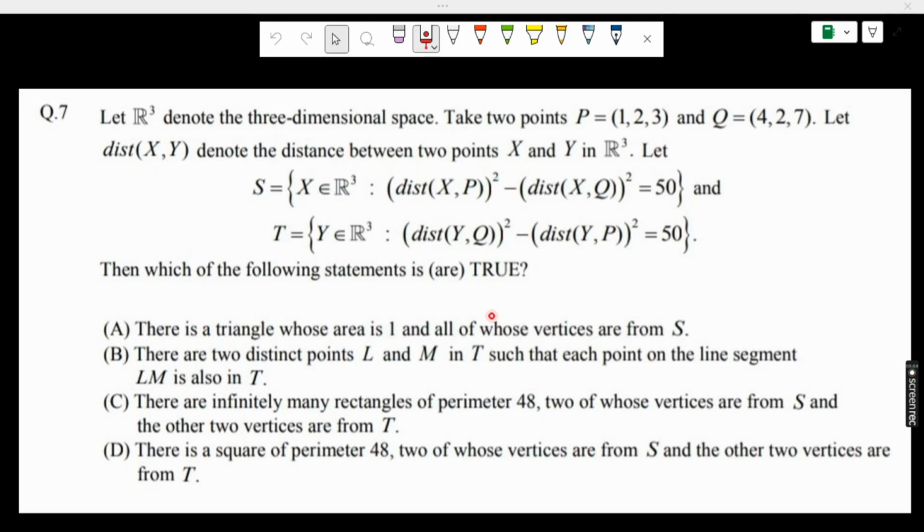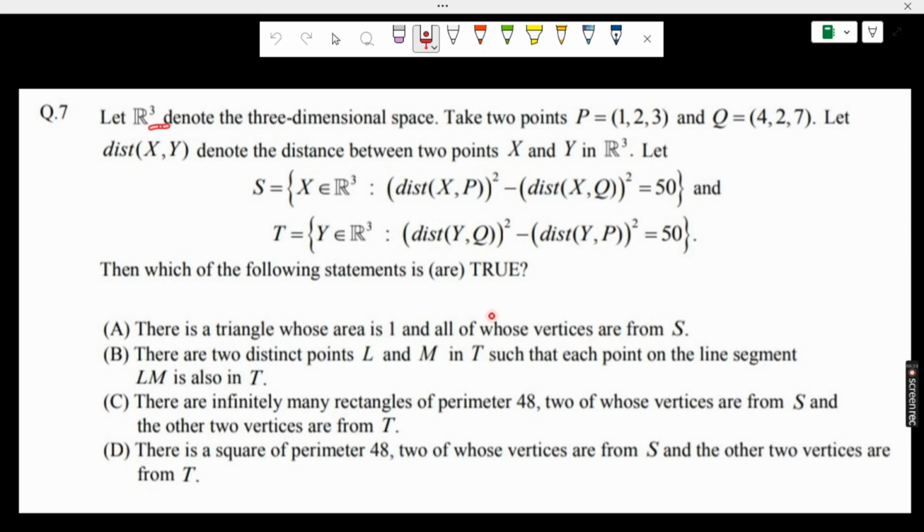Now we will discuss question number 7 from IIT JEE Advanced 2024. Question number 7, which is also an MSQ type question. That means one or more than one options are correct. So let's read the question.